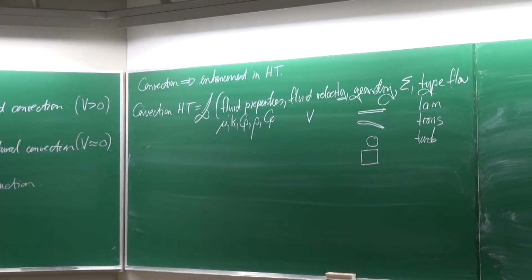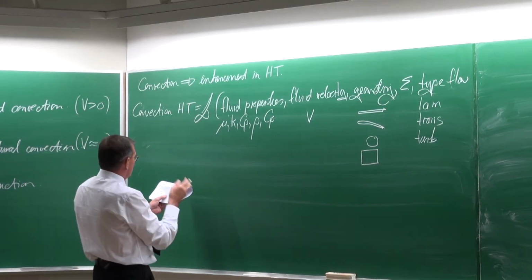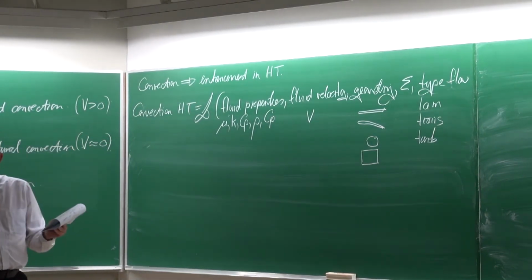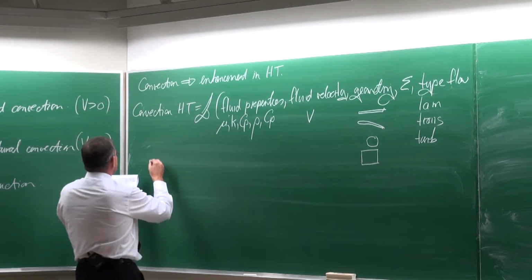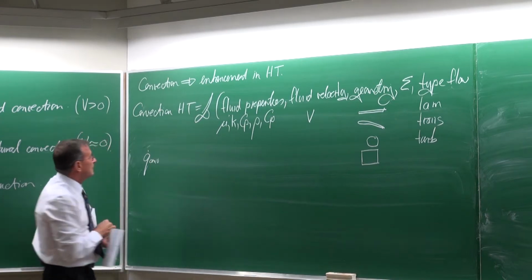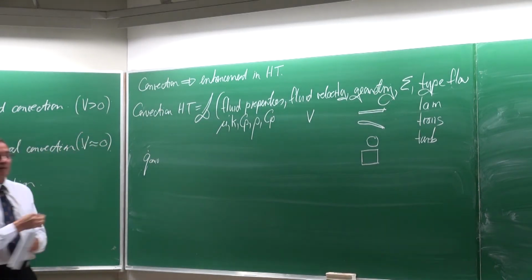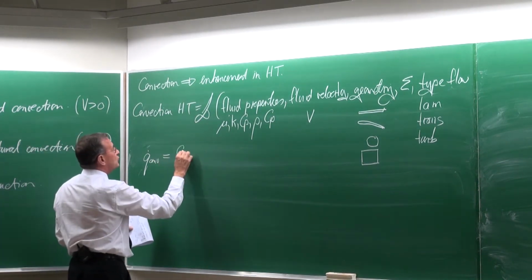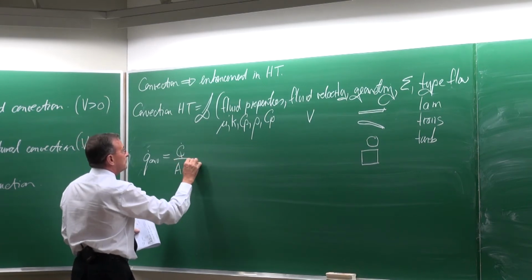Okay. But since nobody has won the Nobel Prize yet, we still make use of Newton's cooling law, which says that the convection flux is equal to the heat transfer rate divided by the surface area.